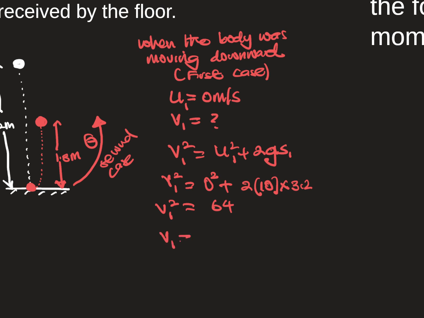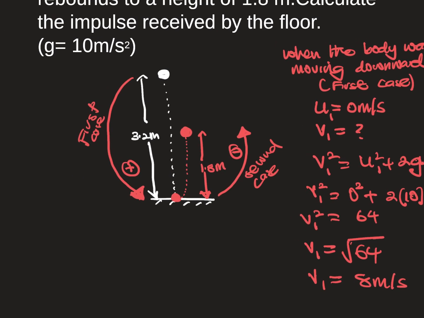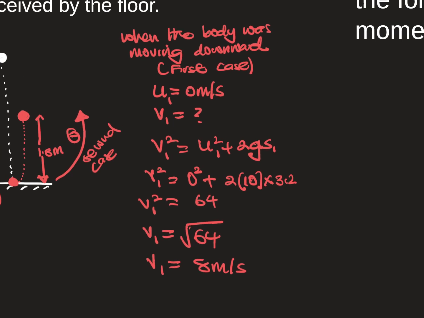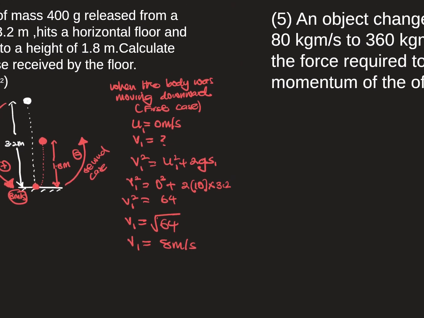If we want to find only V, we send the square to the other side as a square root. V1 will be the square root of 64, that is 8. So V1 is 8 meters per second, which means it impacts the ground at 8 meters per second when it was released from a height of 3.2 meters. But what is the velocity at which it leaves the ground? That is going to be considered for the second case, right?